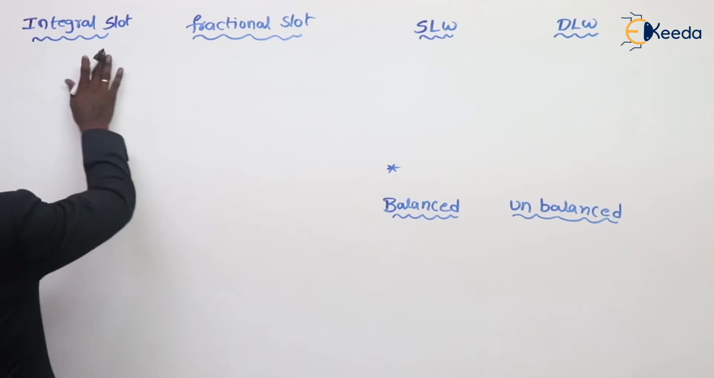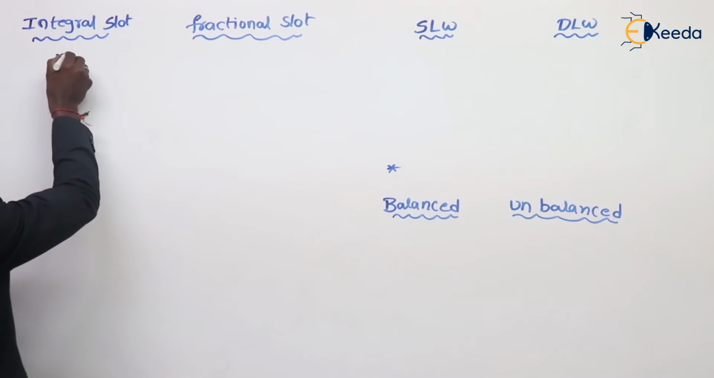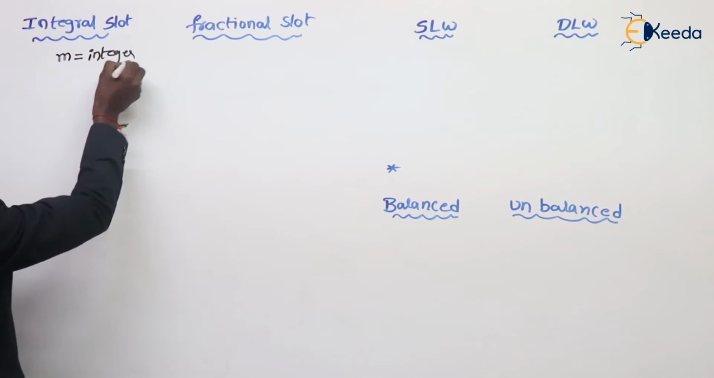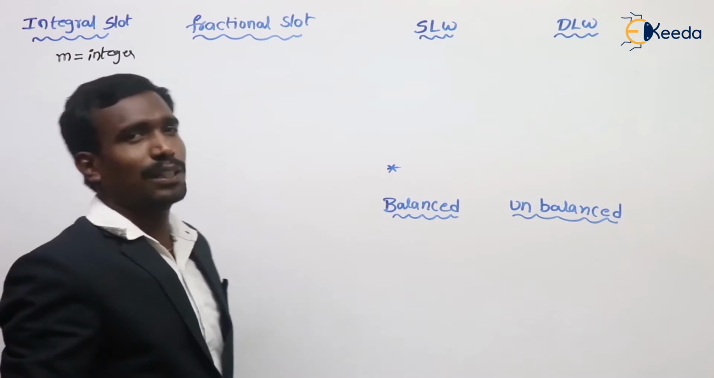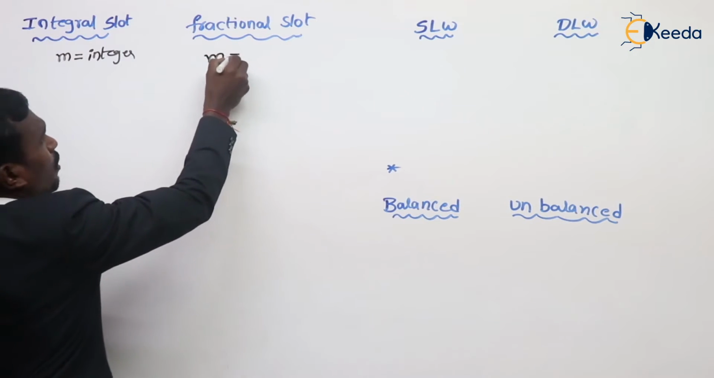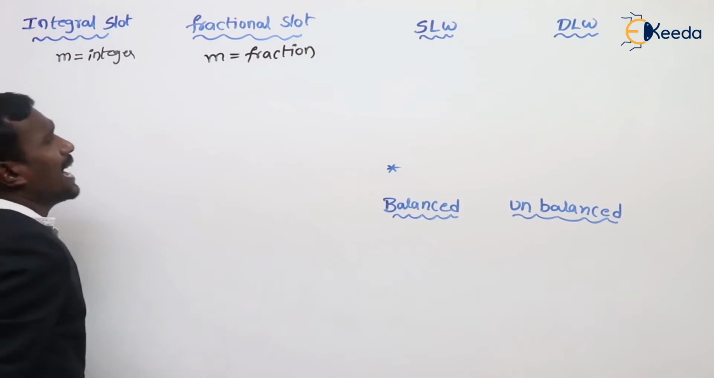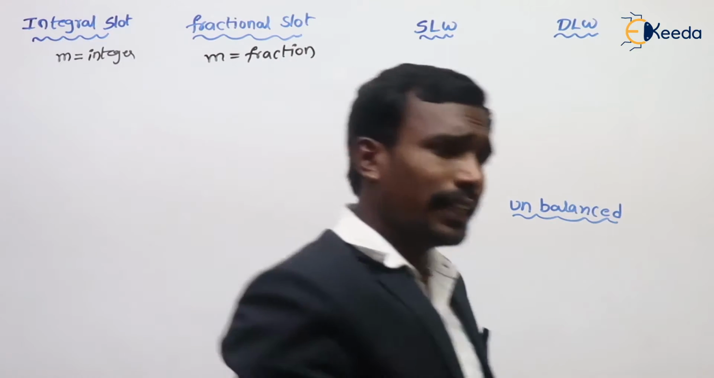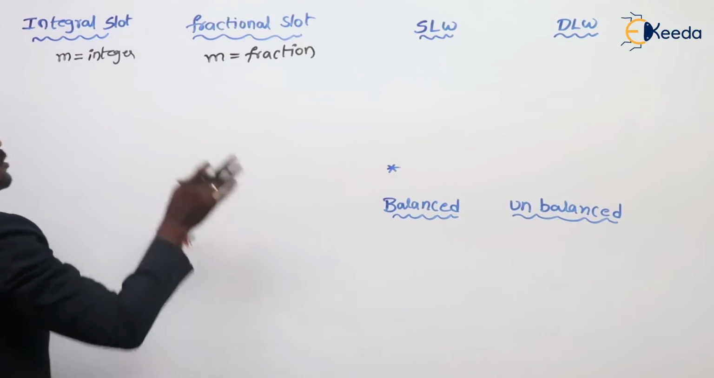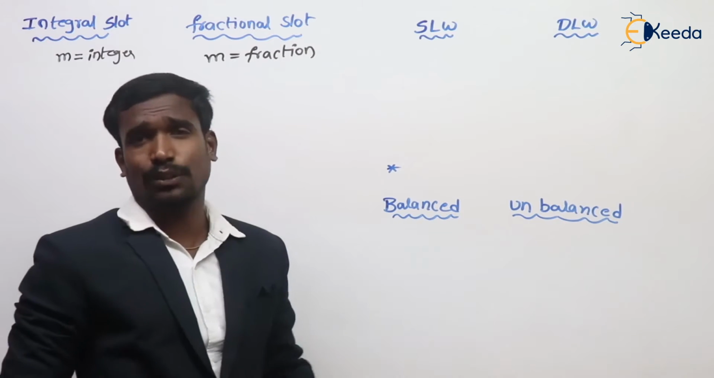First of all, integral slot winding: if the phase belt is equal to an integer, then the winding is called integral slot winding. If the phase belt is equal to a fraction, then the winding is called fractional slot winding. Up to now we saw the integral slot windings only. Now let's go for fractional slot winding.